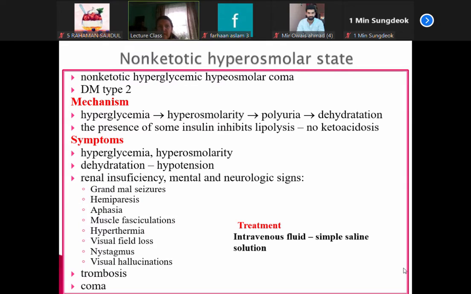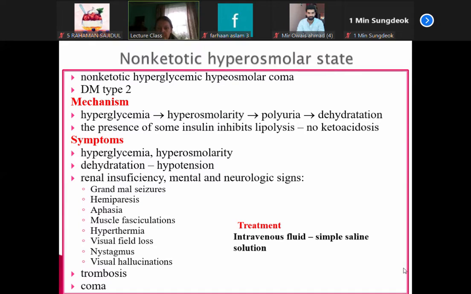You will see in blood hyperglycemia, hyperosmolarity, severe dehydration, but no ketones in blood. And look at the symptoms. Symptoms look like symptoms of stroke and kidney failure. You will see renal insufficiency, mental and neurological signs, seizures, aphasia, muscle fasciculation, nystagmus, because if there is hyperosmolarity, coagulation of blood increases, thrombosis, and finally coma.